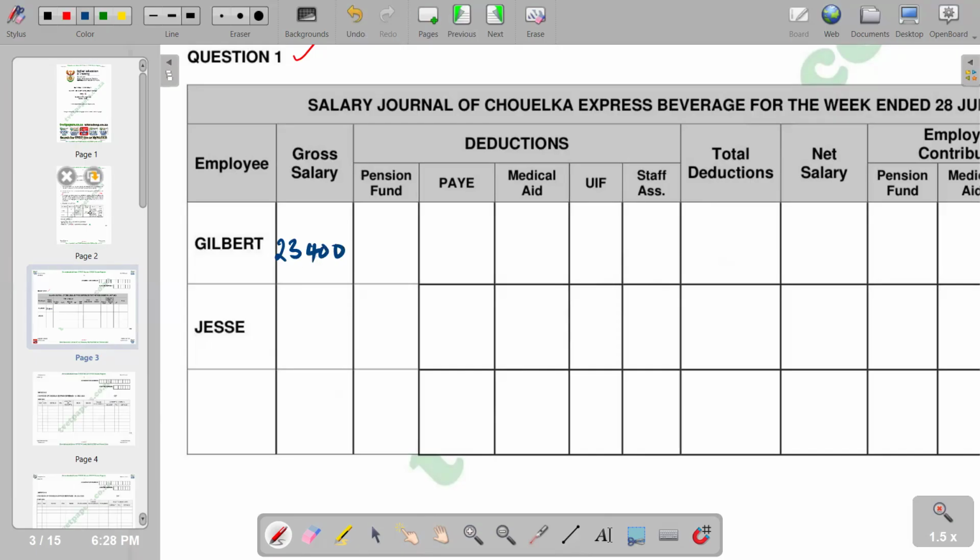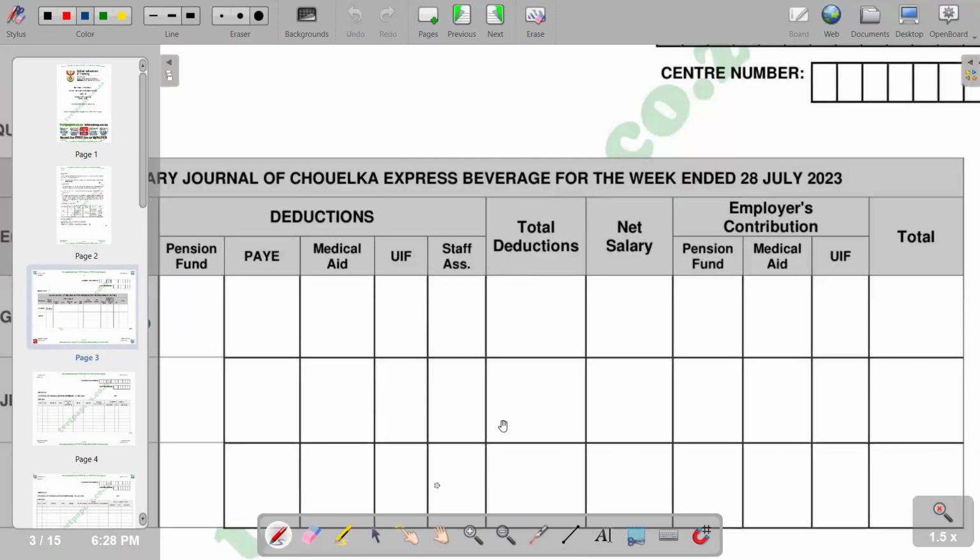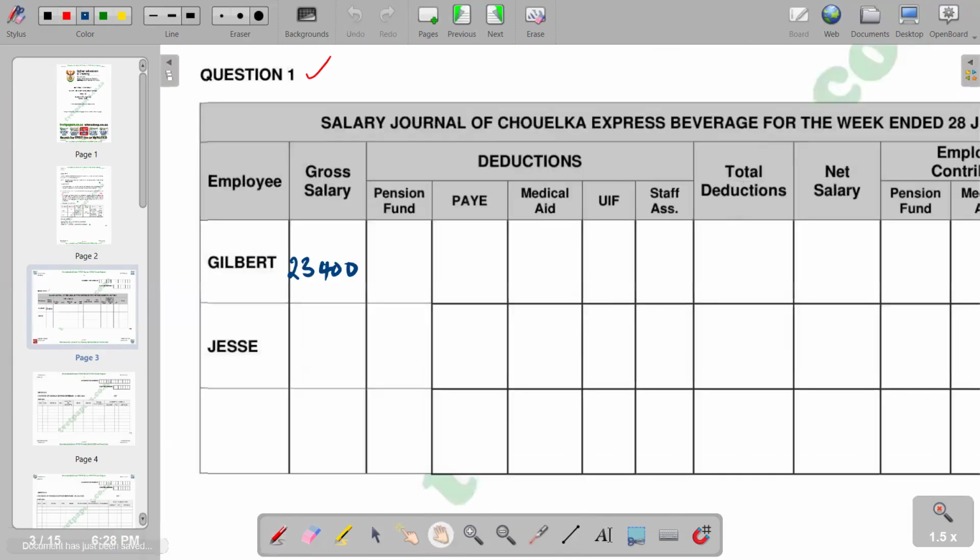And we go back again to see for Jesse. You see that for Jesse, you are given the basic salary is 24,650. So that's for Jesse. We come again and indicate as such, 24,650.